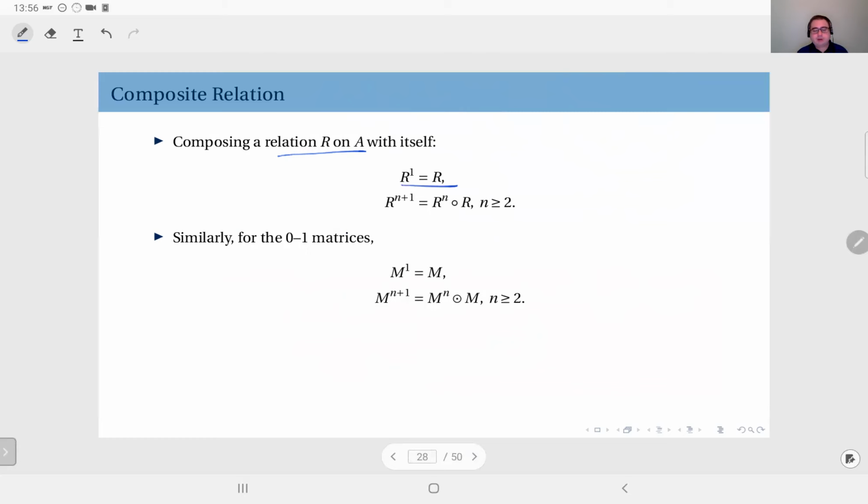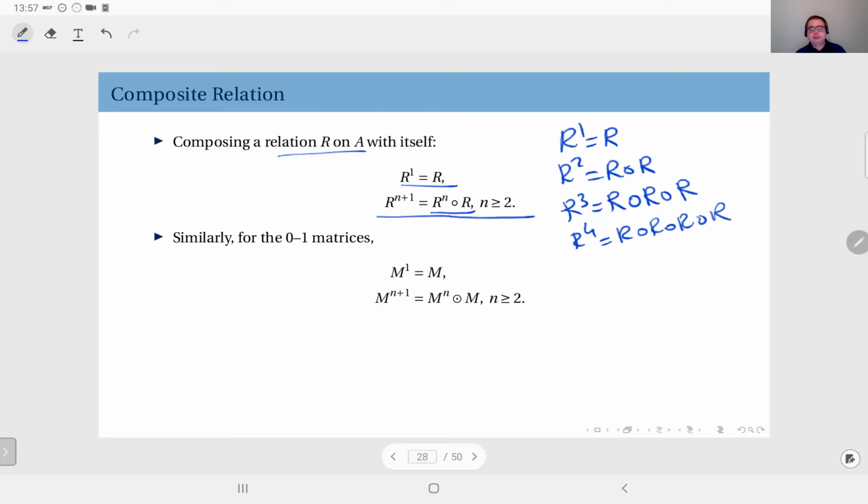In the basis case, R to the power 1 is R itself. And in the inductive step, or the recursive step, we define R to the power n plus 1, the composite relation, as the composite relation of R and R to the power n. Okay, so this is simply R to the power 1 is R, R squared is R composed with itself, R cubed is R composed with itself, then composed again with itself, etc. You get the idea.